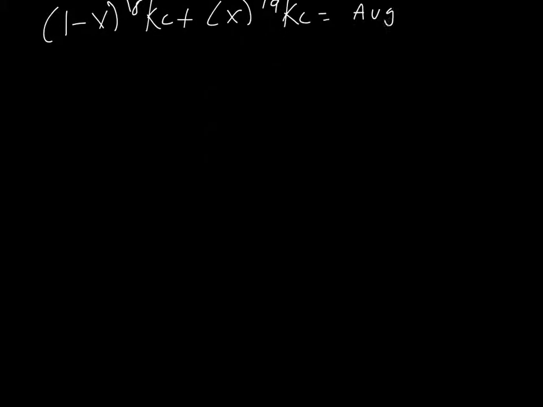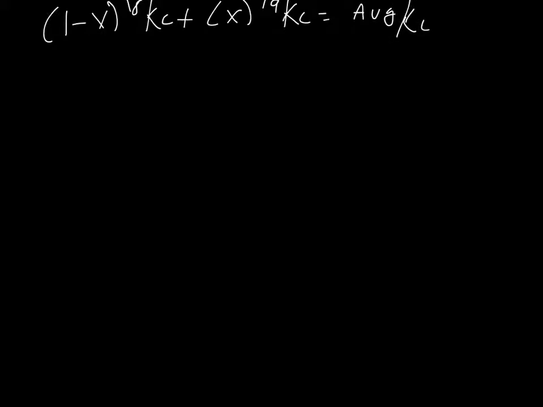Alright, so for the second one, I gave you a fictional element rhodium, Kc, with an atomic mass of 19.85, and two isotopes, rhodium 18 with 18.995 and 19 with 19.986, and asked you to find the isotopic abundance of each. Now to do this, we're going to need to set up an equation. 1 minus x times the lighter, which is 18 Kc, plus x times the heavier isotope, which is 19 Kc, and that's equal to the average of Kc.